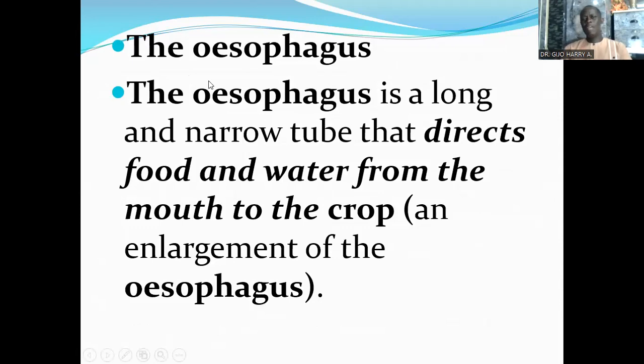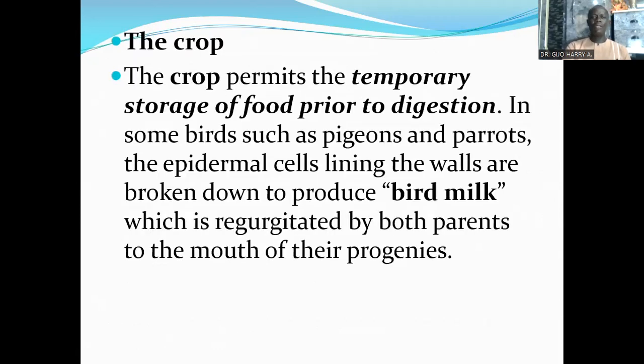Now, what happens in the esophagus? The esophagus is a long and narrow tube that directs food and water from the mouth to the crop. The crop is actually an enlargement of the esophagus where food is temporarily stored. The crop permits the temporary storage of food prior to digestion.